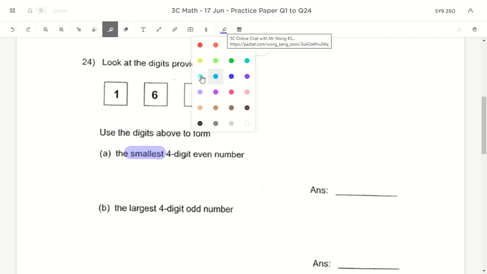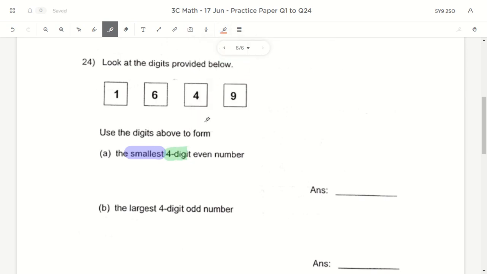Smallest four digit even number. So which one do I do first? First, I do the four digit: 1, 2, 3, 4. Simple as that. After that, I do the even number. If it's an even number, I just need to focus on my ones place, the last place value. It cannot be 1; it is 6, or it can be 4. I don't know which one, so we just put it underneath first. Now we go for the smallest. 1 is the smallest, followed by 4. And if 4 is here, 4 cannot be here. This must be 6, so this must be 9. So the answer is 1496.